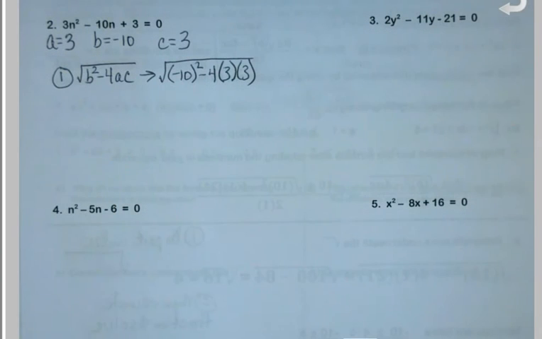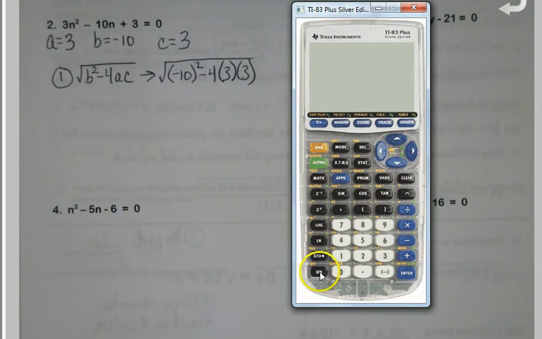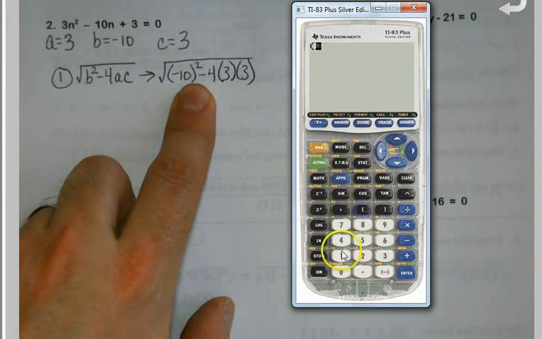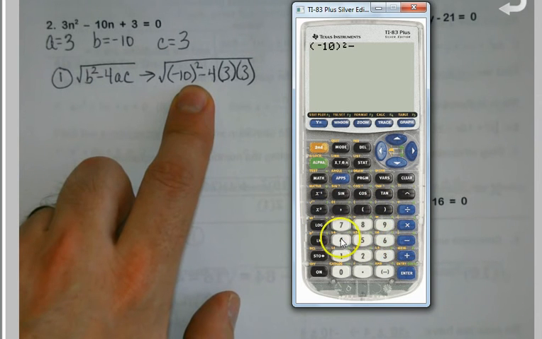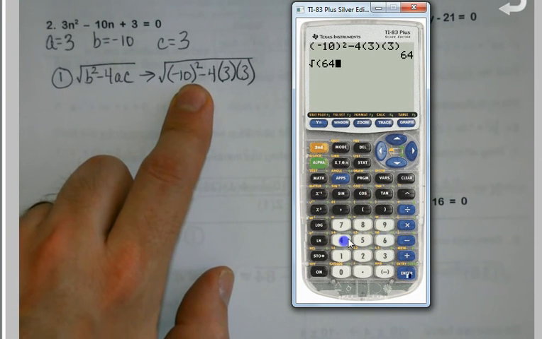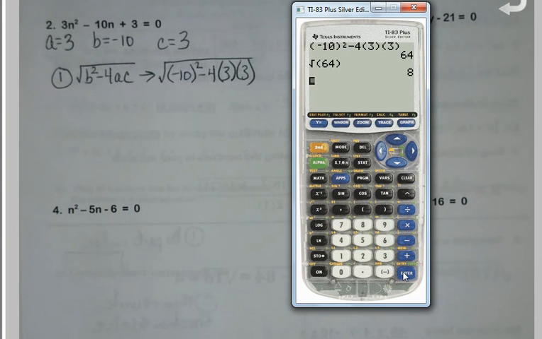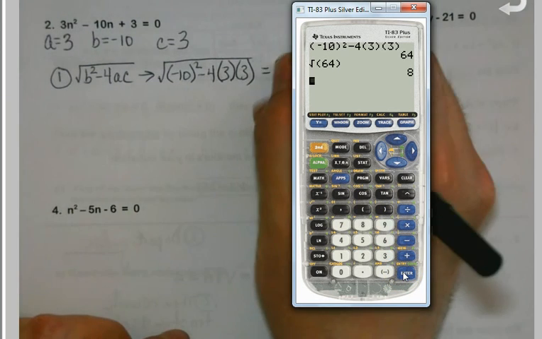And again, just me, in this case I would not be doing the square root right away. I'd be like, all right, whatever's underneath, I'm going to get that done first. So negative 10 squared minus 4 times 3 times 3. Make sure I got it typed in good. And then I'll take the square root of the answer I get, because that way I'm not going to have the parenthesis issues that I would otherwise. Okay, so that equaled 8.